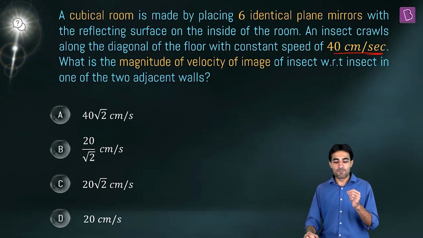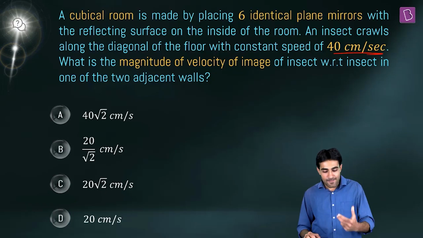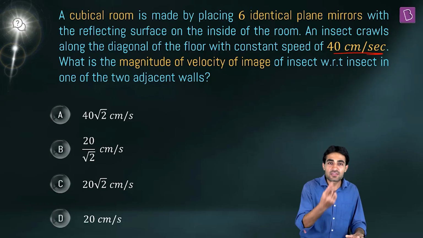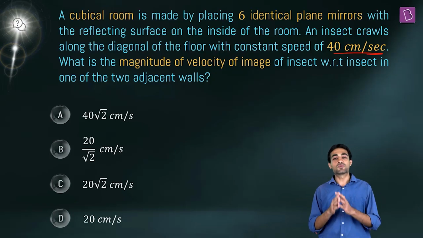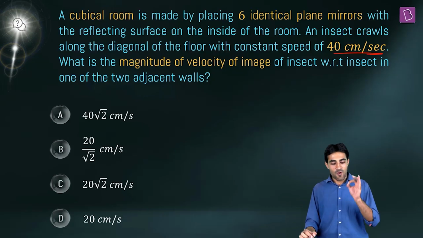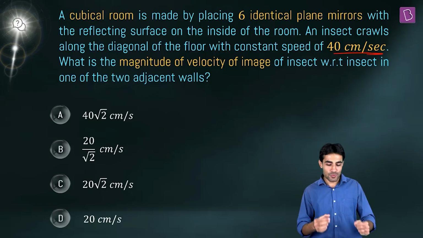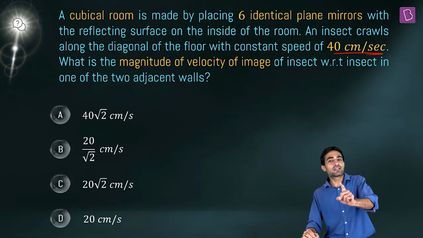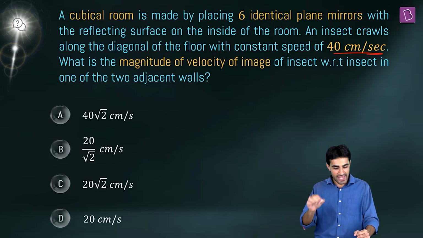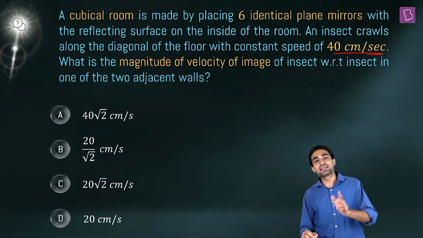Now, what is the magnitude of velocity of the image of the insect with respect to insect itself in one of the two adjacent walls? Let me repeat. What is the magnitude of the velocity of the image of the insect with respect to insect itself in one of the two adjacent walls?